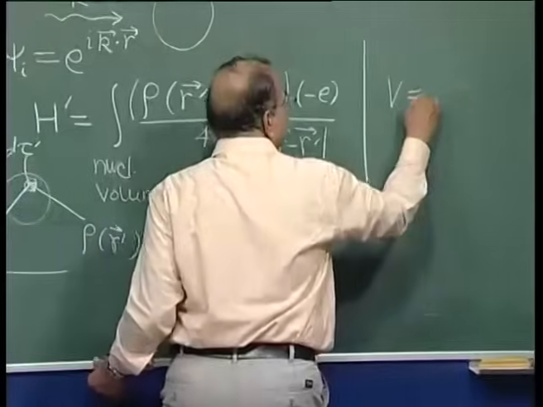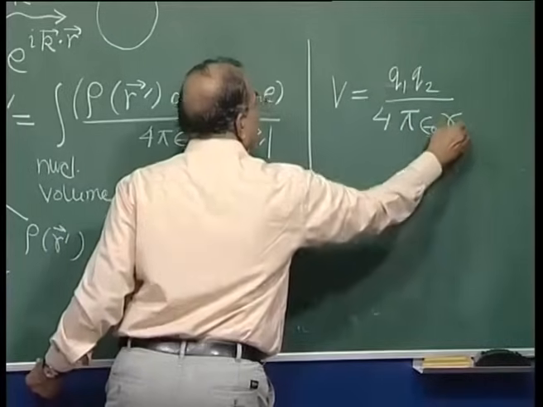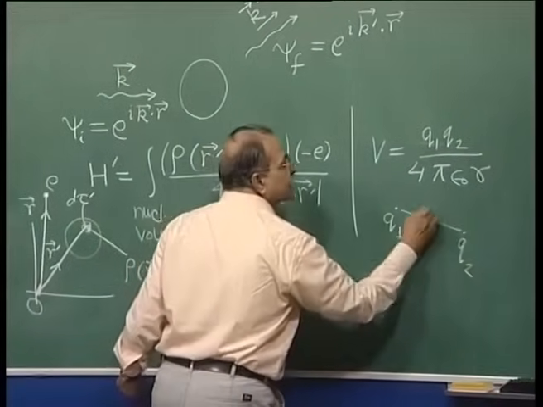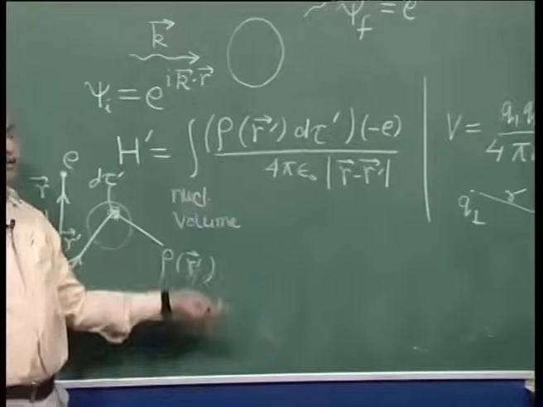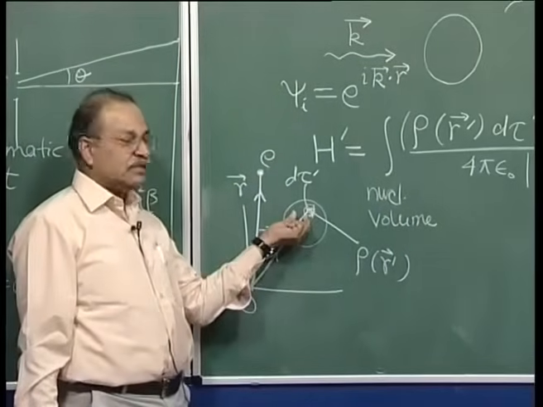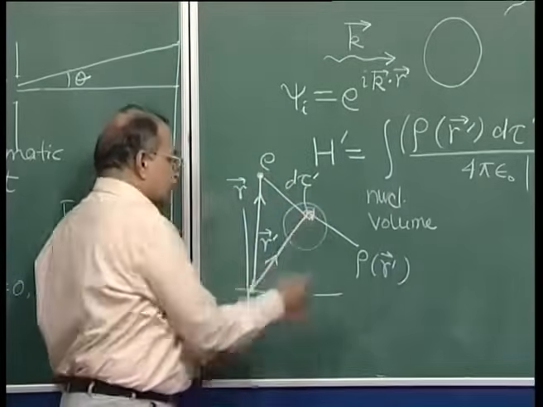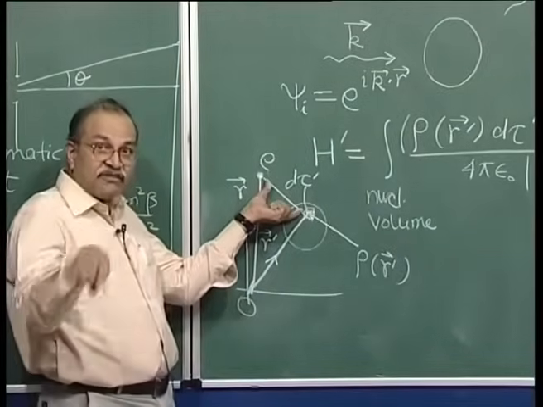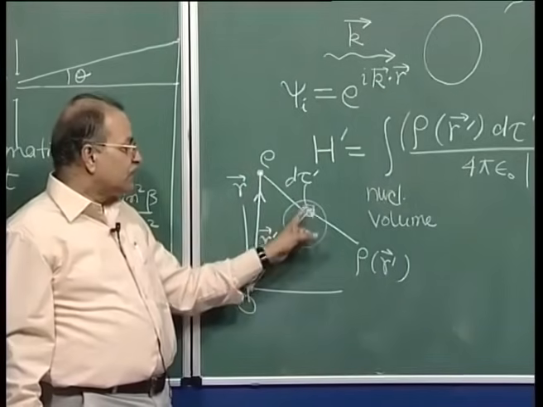Remember that V is q 1 q 2 by 4 pi epsilon naught r, where r is the distance between q 1 and q 2. If you have a charge here and a charge here and the distance is r, this is the potential energy. So, that is what I am trying to write here. This is charge q 1 and this is charge q 2, and the potential energy is q 1 into q 2 divided by 4 pi epsilon naught times the distance between them. And this distance will be this vector r minus r prime, and the mod of that is the separation between these two. This is the energy of this electron with this volume element.